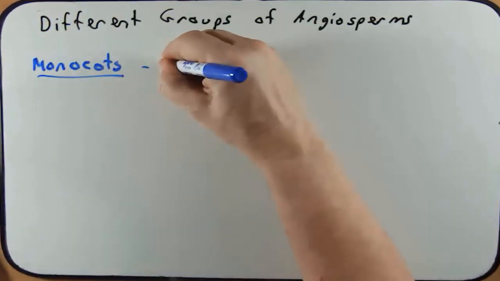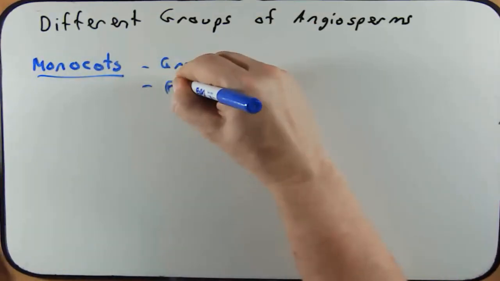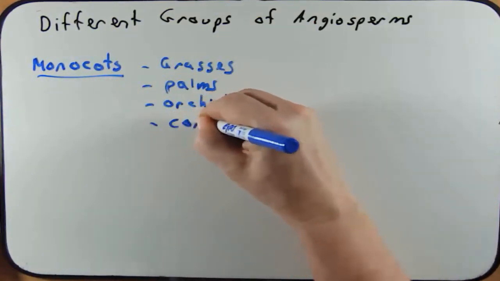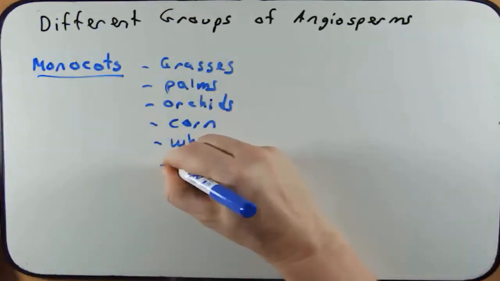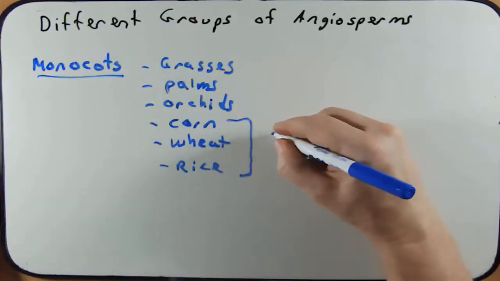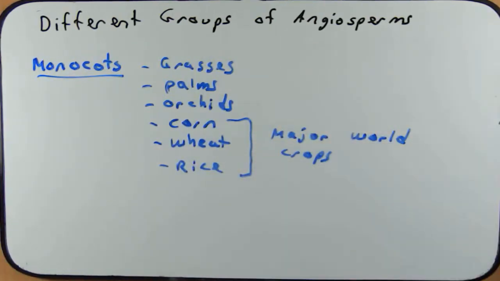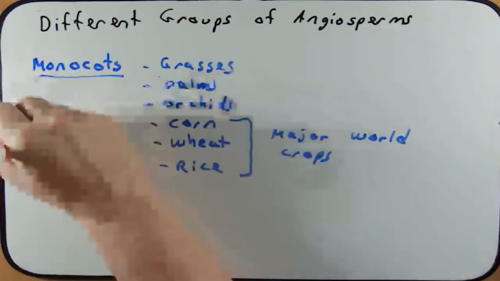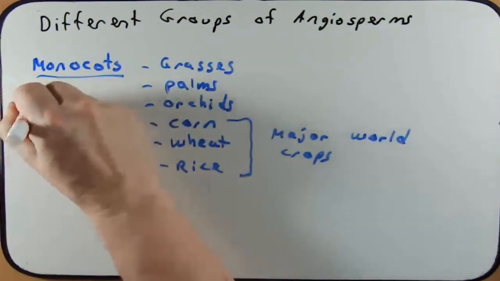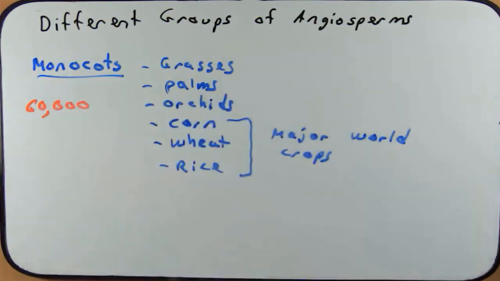These include the grasses, palms, the orchids, corn, wheat, and rice. These last three I point out because they represent major world crops. Though I won't ask on an exam, just so you can keep a tally of the number of species, monocots represent about 60,000 different species.